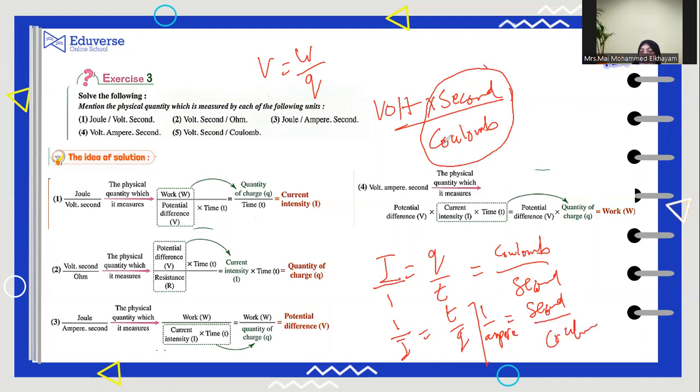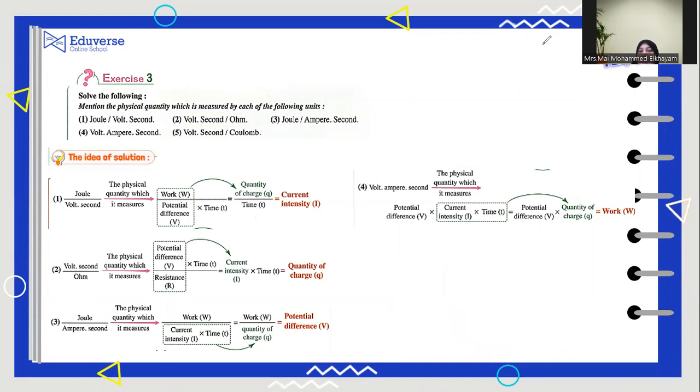So I can remove this one and say it is volt over ampere. Volt over ampere, this is the ohm. And this is a measuring unit of resistance. I hope it's clear now.